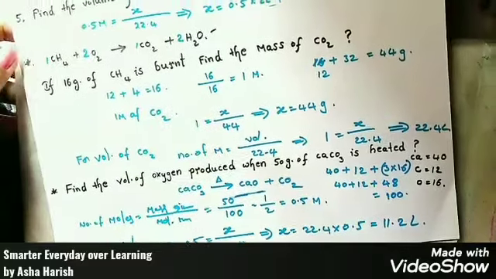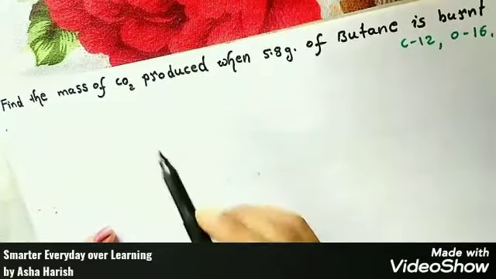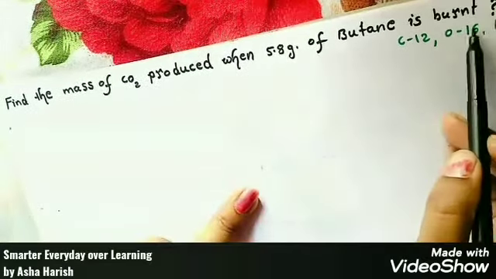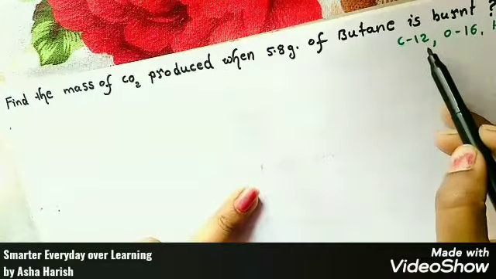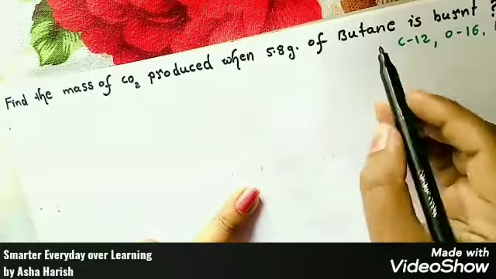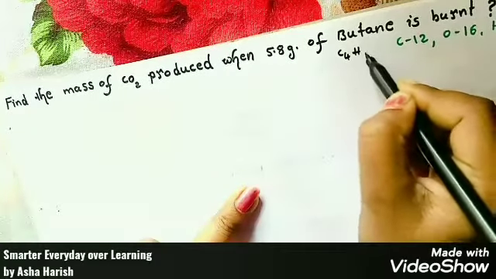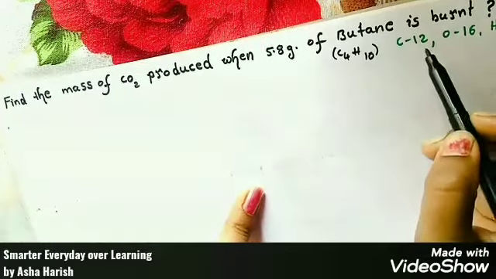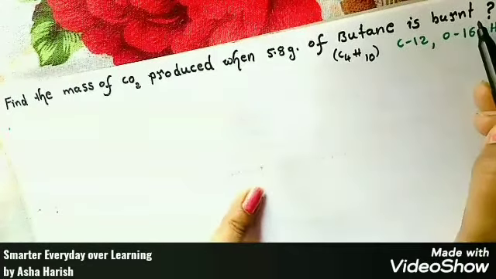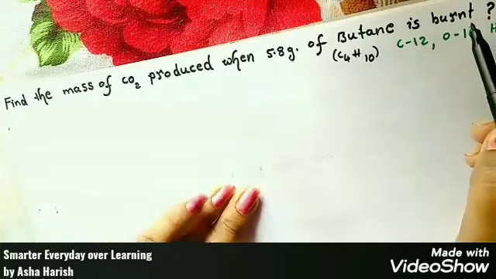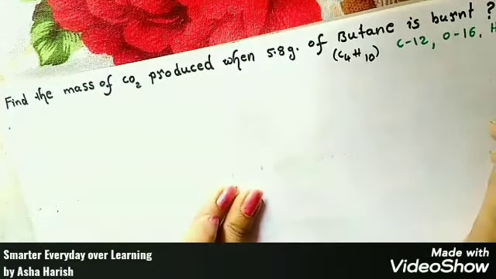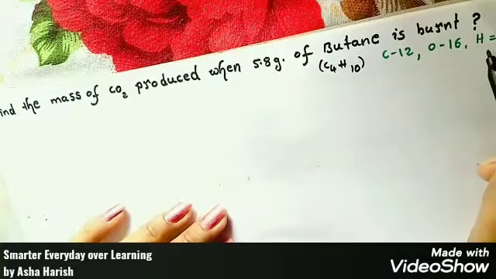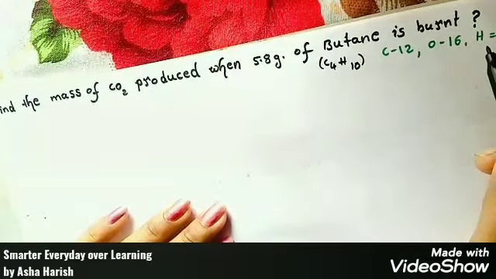Let's start the next question. Find the mass of CO2 produced when 5.8 grams of butane is burnt. See students, the butane formula is C4H10. In this, carbon and hydrogen are present. So it's a burning process, so it is a combustion reaction. So oxygen must be needed for this. For that, carbon 12, oxygen 16, hydrogen 1. The atomic masses are also given here in the question.